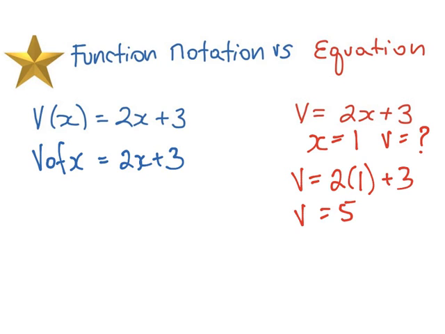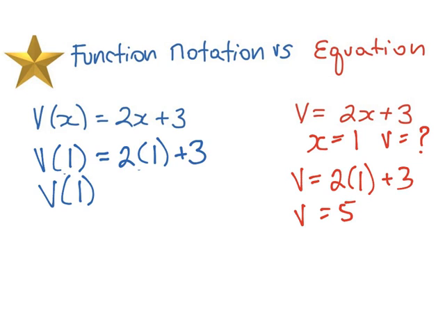Let's use the same type of operation with function notation, except we're going to write it a little bit differently. So now we're going to write v of 1. We're not going to multiply it. I'm just going to put it inside the brackets and plug in for the x value. Notice now v of 1 is 5. That's a little bit different in writing than v equals 5. Let's use this knowledge in the next couple examples.